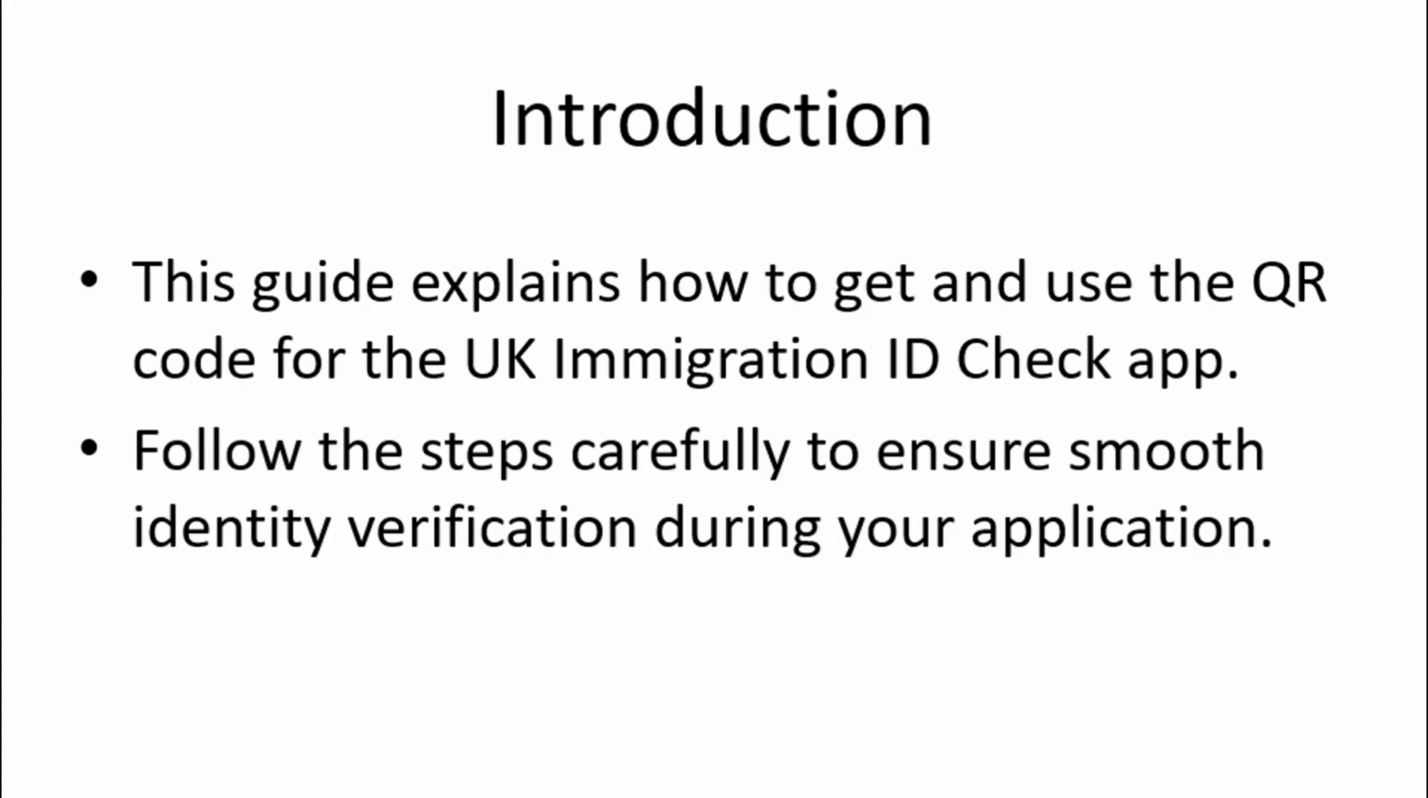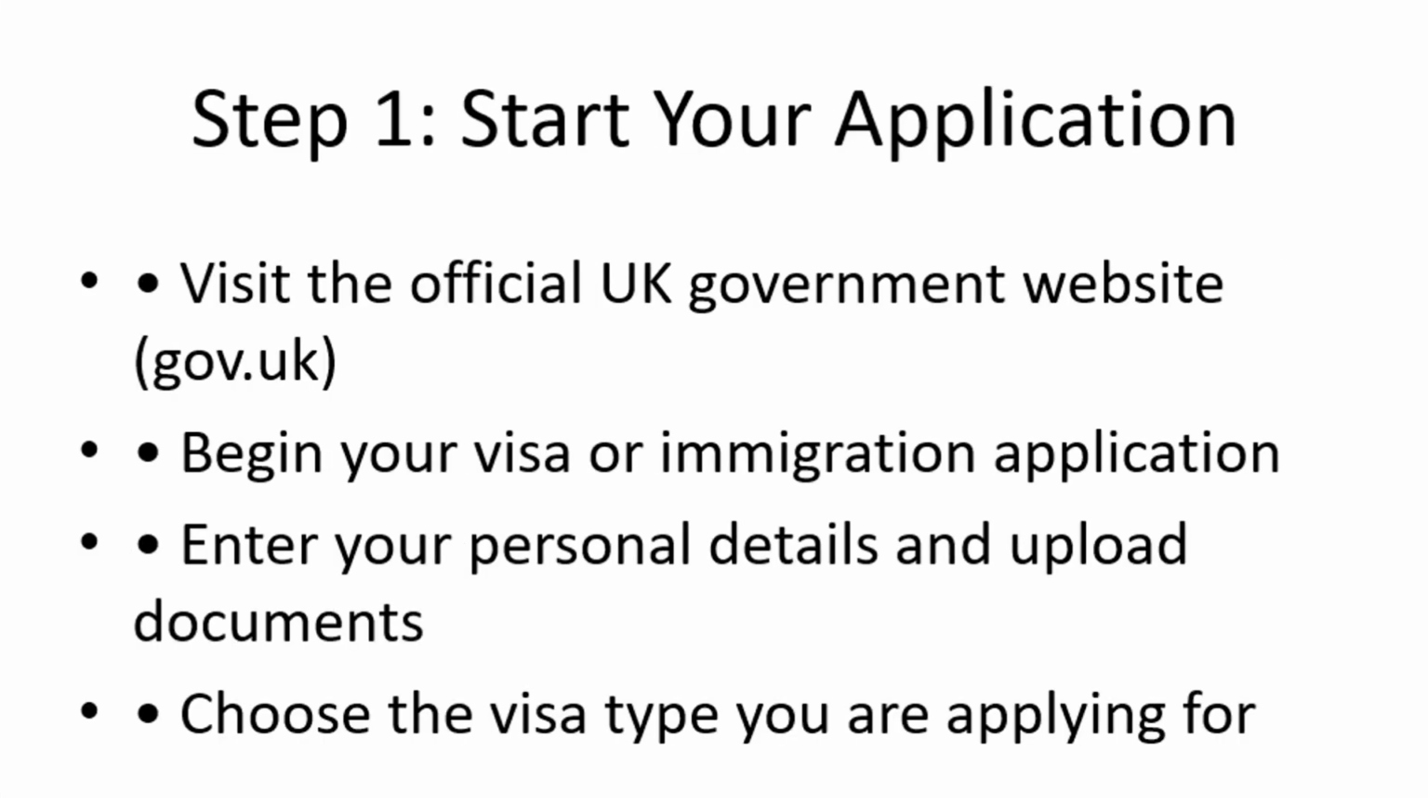In this video, I'm going to show you how you can get QR code for UK immigration ID check app. So let's get started. First, you gotta go to the official UK government website at gov.uk and begin your visa or immigration application. Fill out your personal information, upload the required documents, and select the visa type you're applying for.